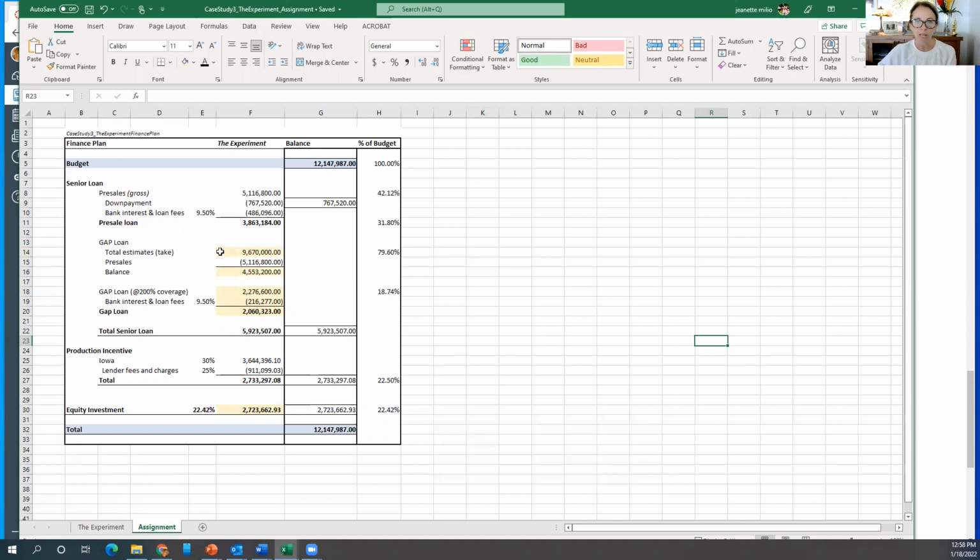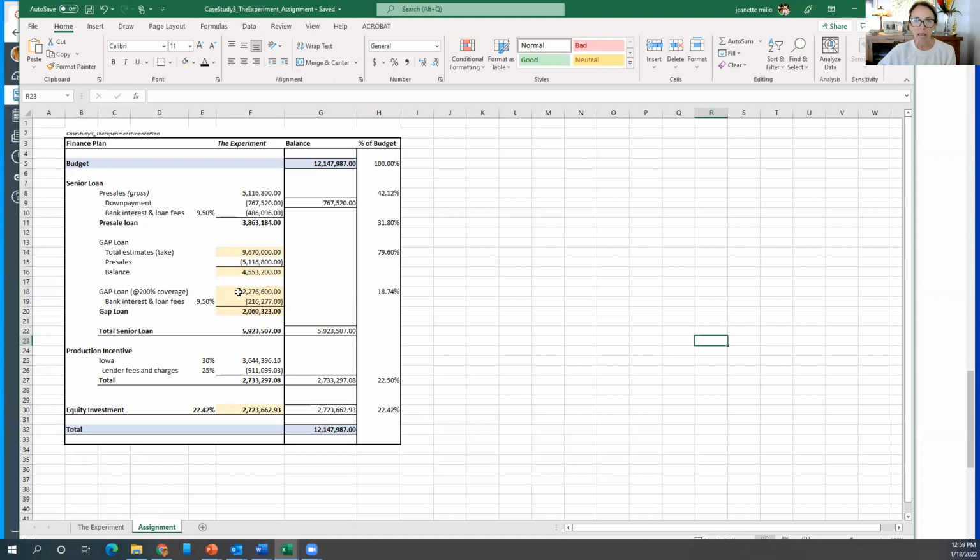Once we change the total take estimate and we then deduct the pre-sales that we have secured, our balance for the unsold rights is obviously higher. That balance is now $4,553,200 instead of before $4,053,200. So here, because our total take estimates have increased, the balance for the unsold rights has also increased. And this translates to a change in our gap loan, because the gap loan portion of the bank loan is driven by the unsold rights.